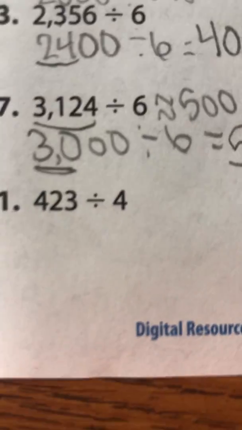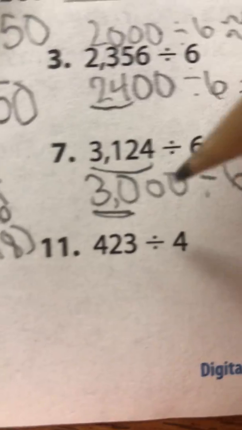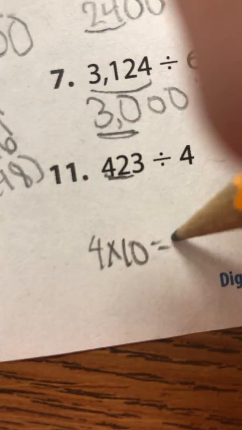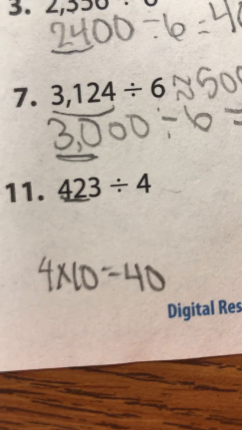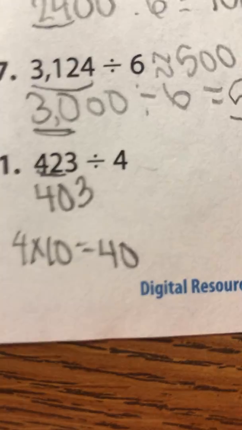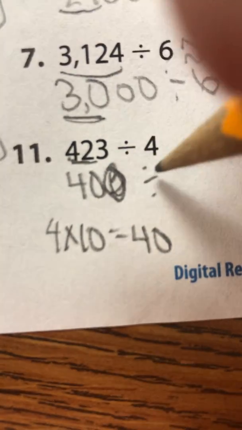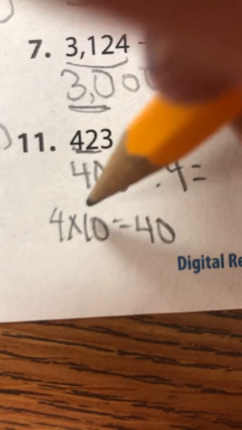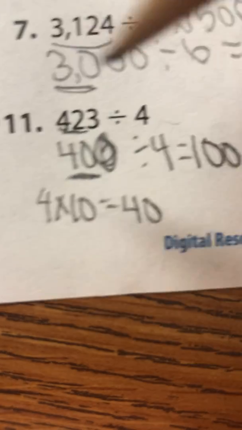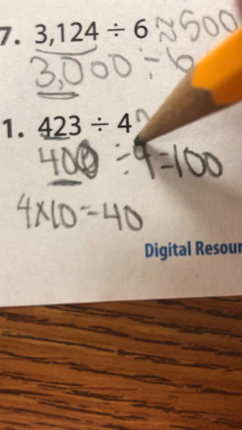Number 11. 423 divided by 4. I want to make sure that these two digits are divisible by 4. If I look at my multiplication table, 4 times 10 is 40, and if I went over that, it would be 44. So I'm going to go with 403. If I round that down, it's 400 divided by 4. 40 divided by 4 is 10. 0 divided by 4 is 0. So 423 divided by 4 is about 100.